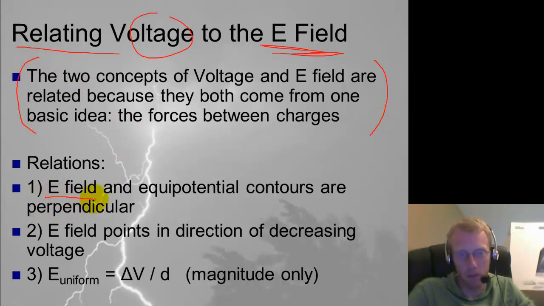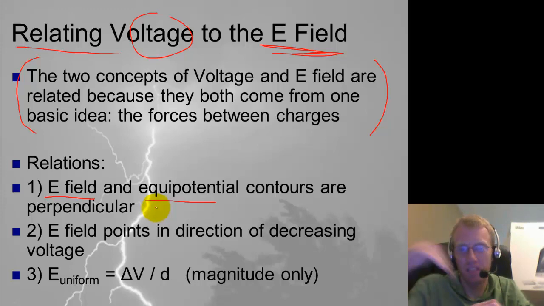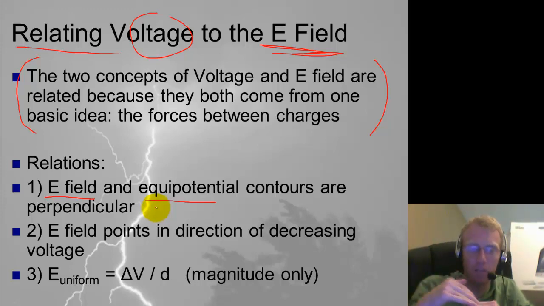So the E field and the equipotential contours are always perpendicular. This is the same reason the E field was perpendicular to the surface of a conductor, because if it's not perpendicular, there's going to be a force side to side, and the particle will move, and it will therefore gain or lose energy because there's a force over some distance. An equipotential contour is the same voltage everywhere, which means there's no force required to move around there because the change in potential energy equals the change in voltage, which is 0.